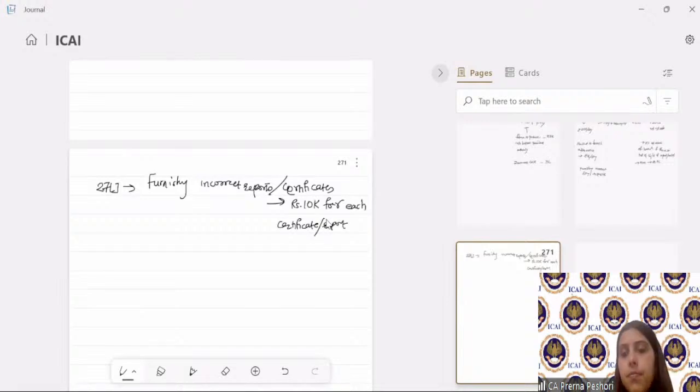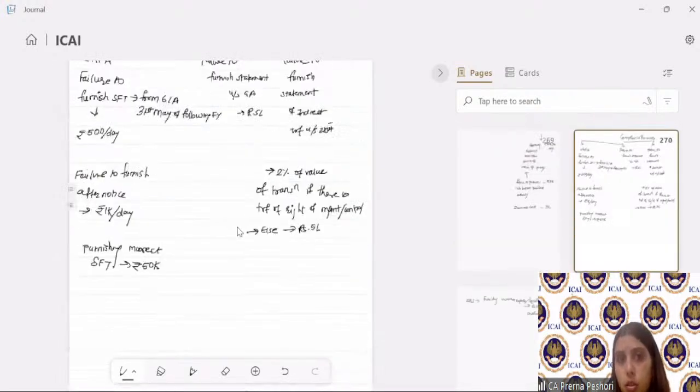Is that clear? So 10,000 is the penalty. Clear? This is for the chartered accountants.